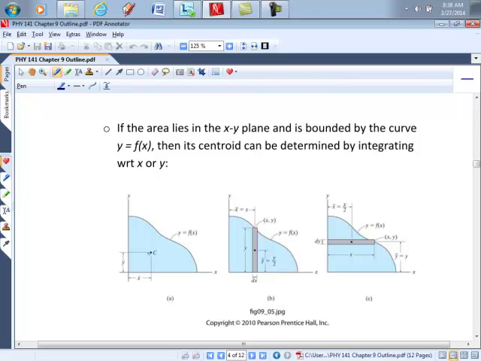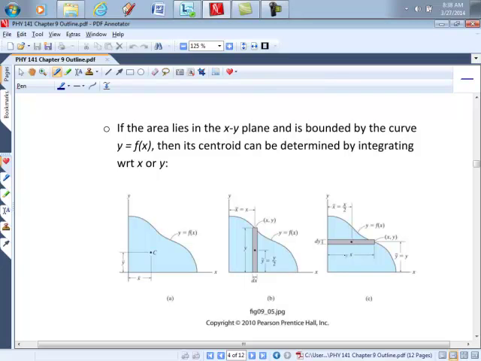So here's the centroid C here, and we could find this centroid by integrating with respect to x. So we would have our areas here that would be y times dx. And if we integrate with respect to y, then the area would be dy times x. So it's either y dx or x dy.